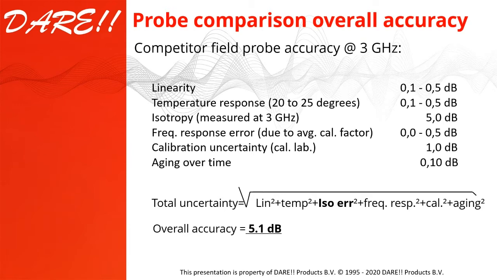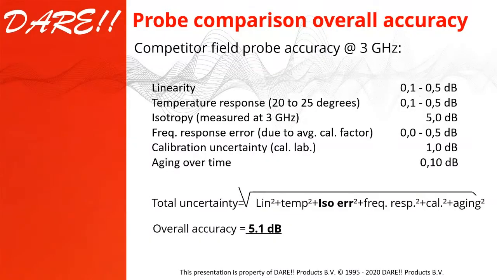And from this list, you already see that the 5 dB error of isotropy is way out compared to the other numbers. So if you take the root sum squared calculation on these numbers, you will see that the overall error is coming out at 5.1 dB, meaning that the isotropy is really dominating the total accuracy of your measurement. So you can put a lot of effort in having a probe performing very well on frequency response and linearity, but if your isotropy is bad, it will also give a bad overall accuracy.